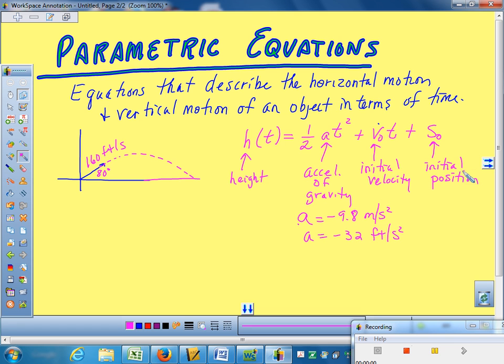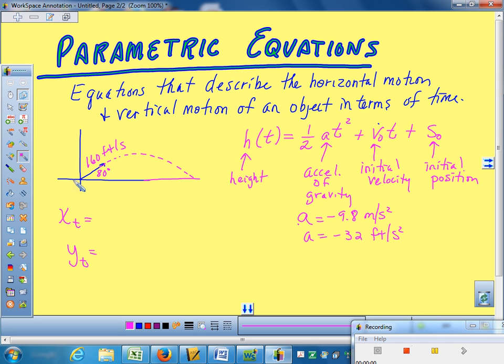That would be your vertical motion. Okay, so when we do parametric equations, you're going to have an equation we call x sub t. So it's your x motion in terms of time, and then you're going to have your y motion in terms of time. You're actually going to have two equations to represent each object that you're firing. Okay, you all actually know the x formula already.